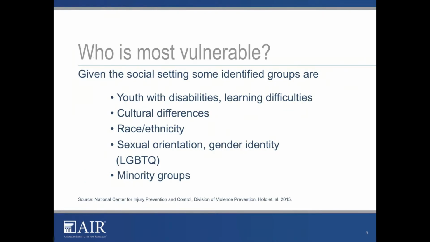Given the social and the cultural setting, some groups have been identified in the literature and research as being more vulnerable than others. Some of those groups are listed here: youth with disabilities and learning difficulties, as well as, again, based on social setting, students with cultural differences, race, ethnicity, sexual orientation, or gender identity, and other minority groups.